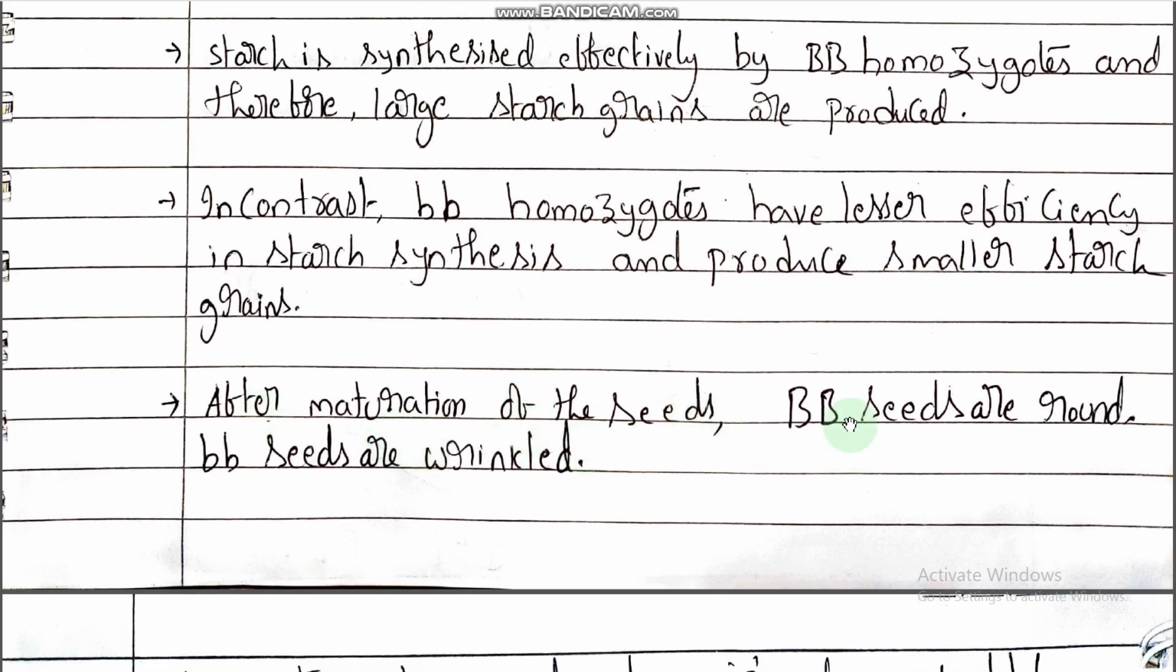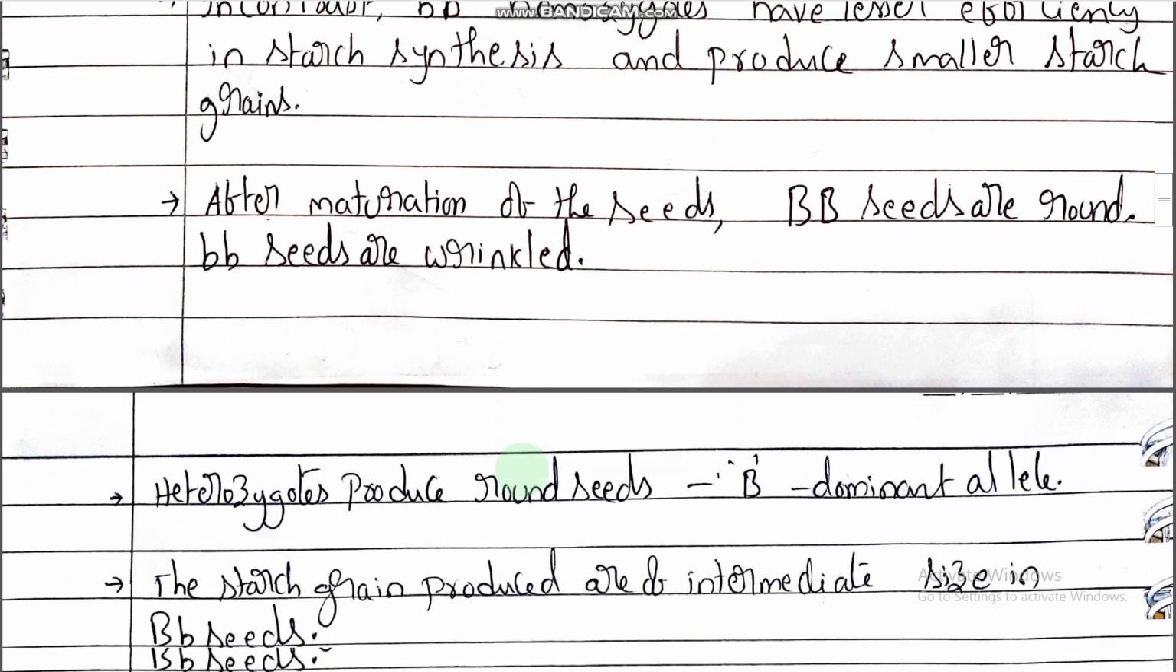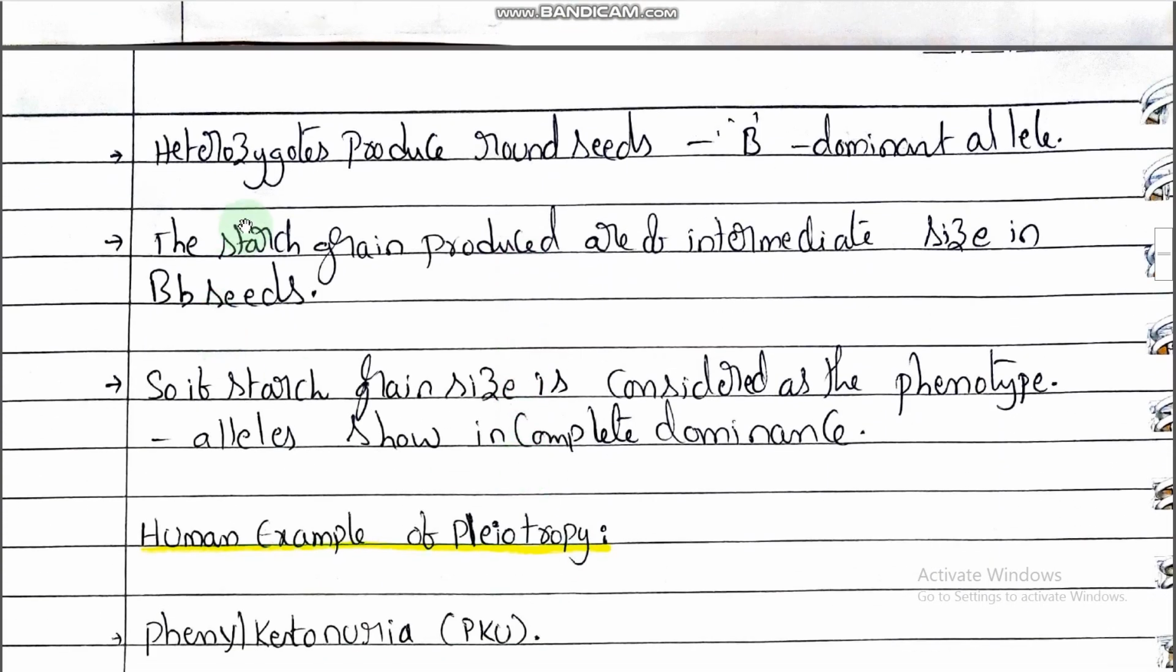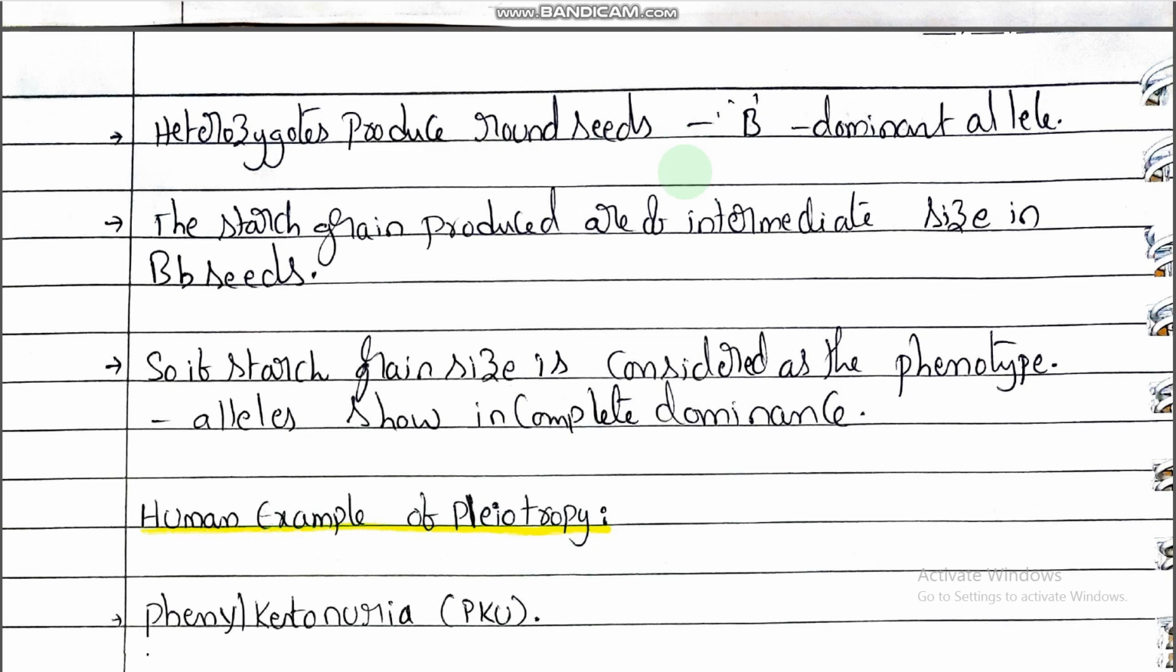After maturation of these seeds, capital B seeds are round, and small b seeds are wrinkled. So round and wrinkled shape is controlled by that same gene, and starch synthesis is also controlled by that same gene only. That is why it is an example for pleiotropy. Heterozygotes produce round seeds, because capital B is the dominant allele, so the heterozygote condition exhibits a round shape only.